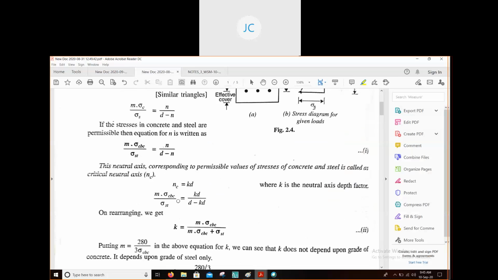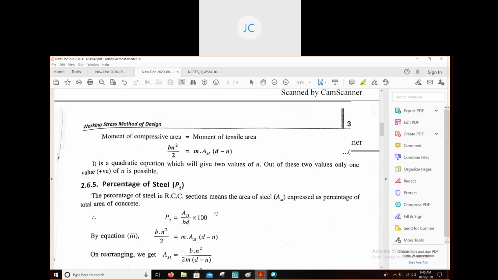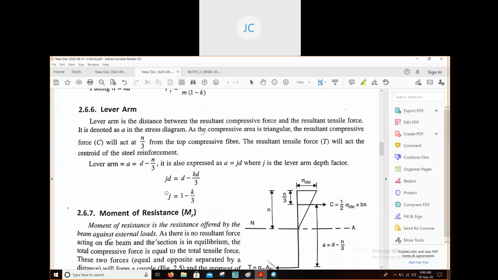This is the formula of finding out the value of K. This is the formula you can find out K. After getting the value of K, our J value is J equal to 1 minus K by 3. This is the PDF which I have shared with you, I think before last week.